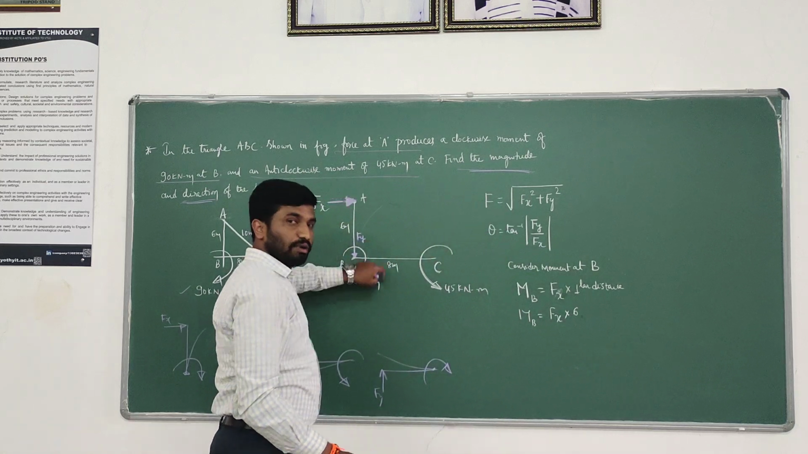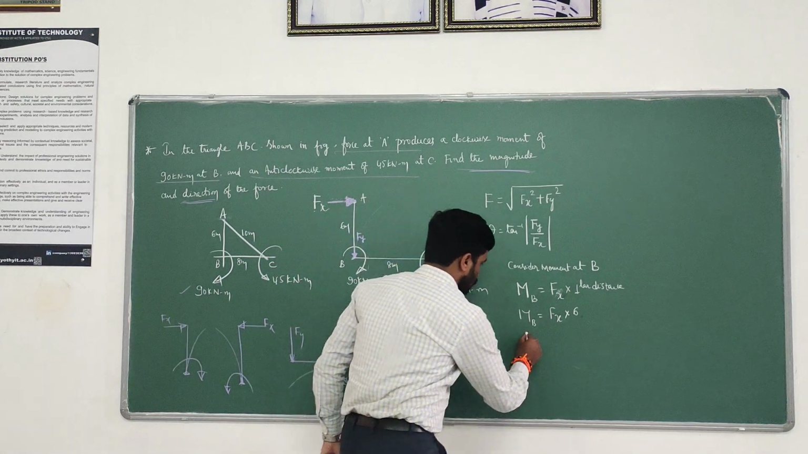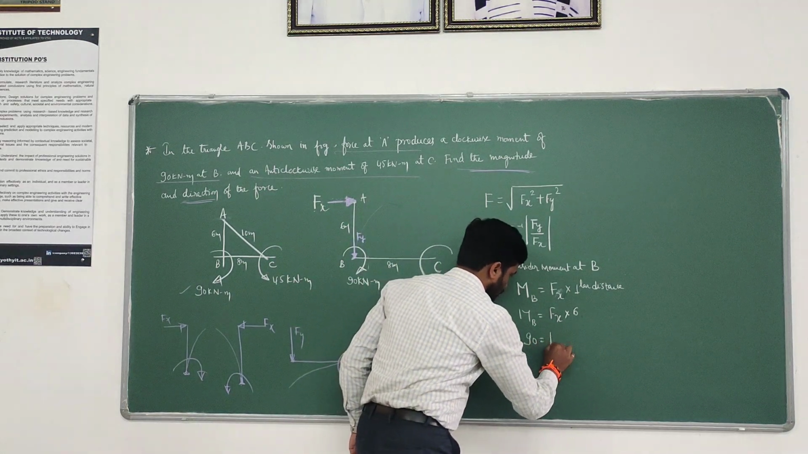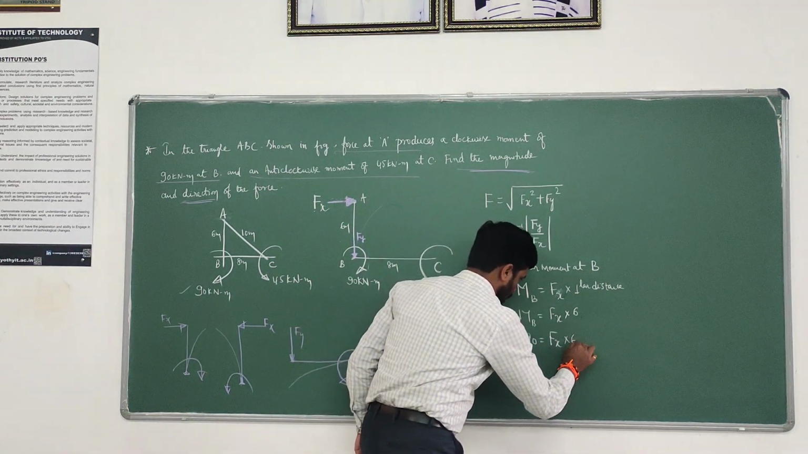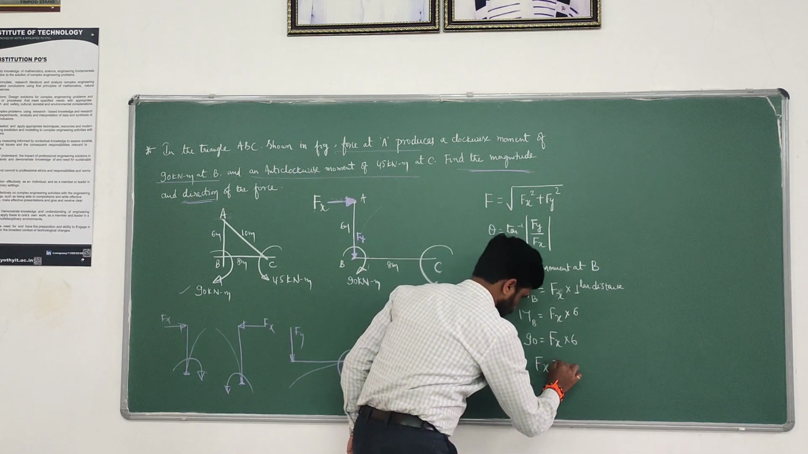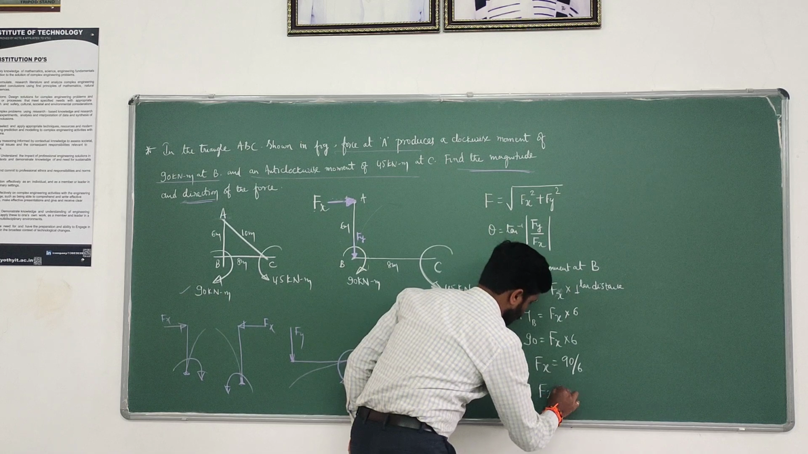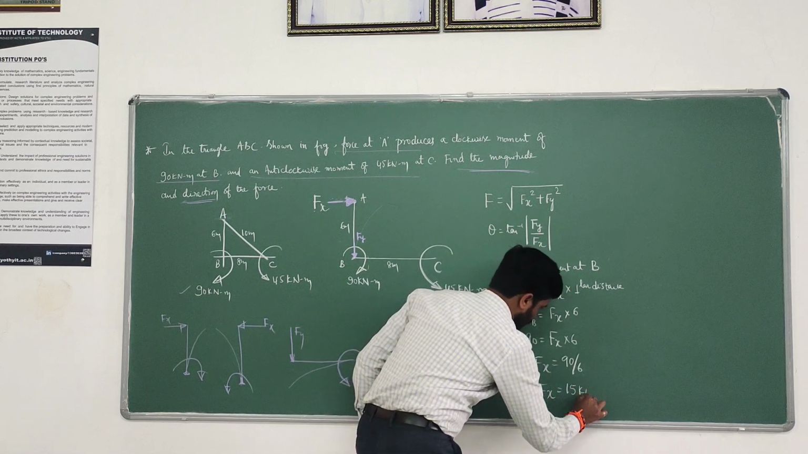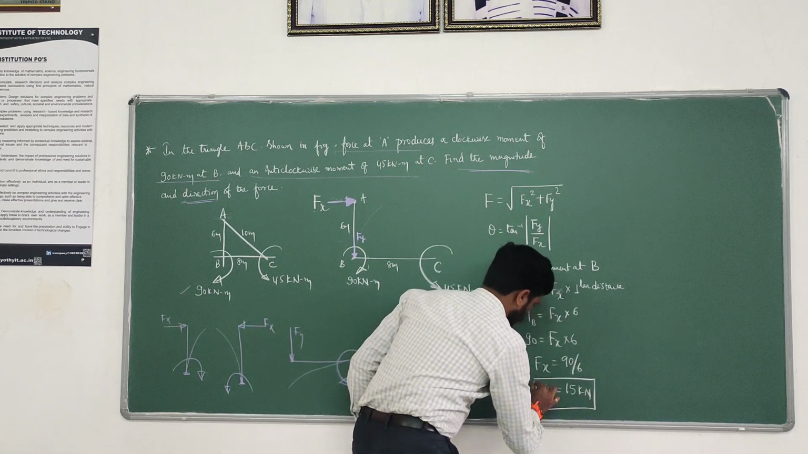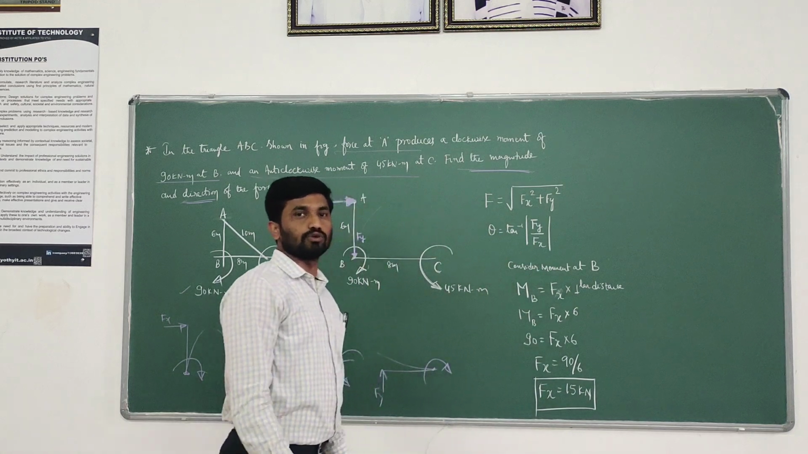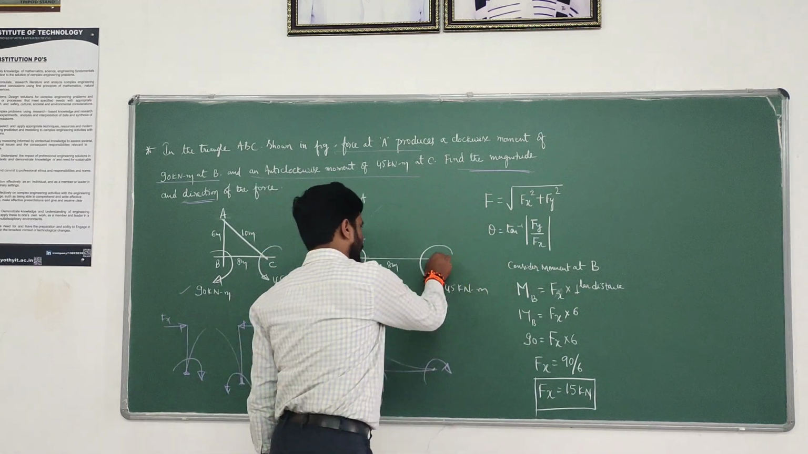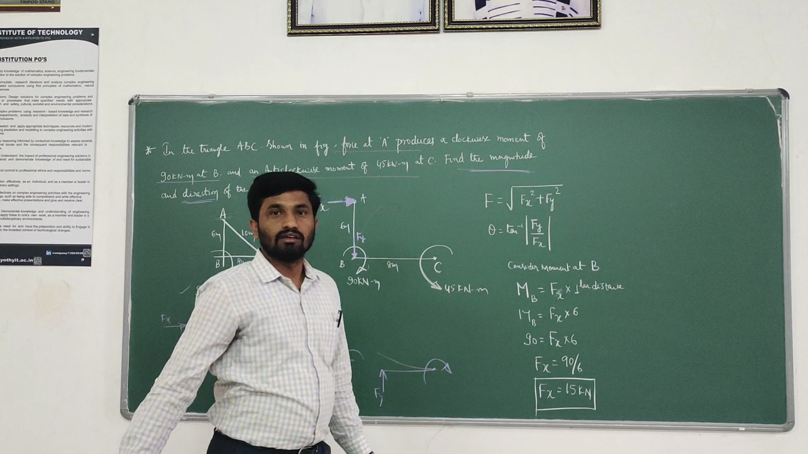What is the value of MB? Clockwise 90. So 90 equals Fx into 6. What is the value of Fx? 90 by 6. Fx is 15 kilonewton. Similarly, next consider moment at C.